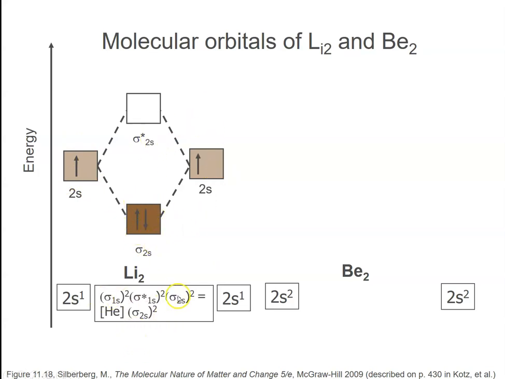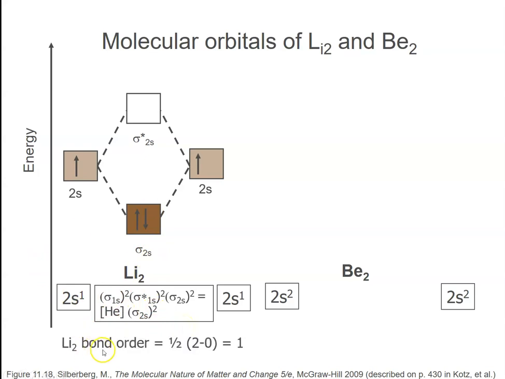This would be the whole electron configuration if we started from the beginning. It would be sigma 1s2, sigma star 1s2, sigma 2s2. But I don't think it's necessary to write out the whole thing. This is how I want you to do it. I want you to write just helium and then what's beyond the helium, just like we did in chapter 7 when we were looking at electron configurations for atoms. So this is sigma 2s2. So we have the sigma 2s orbital with 2 electrons in that orbital.